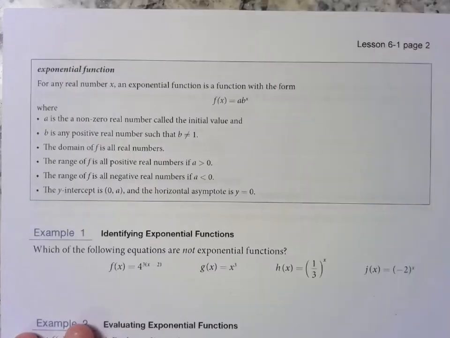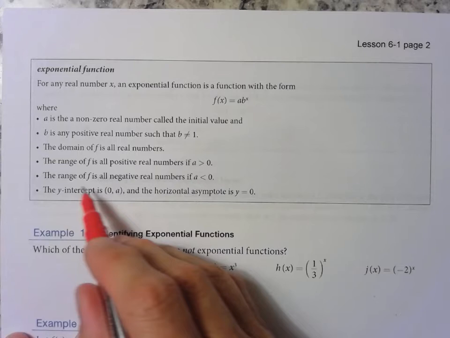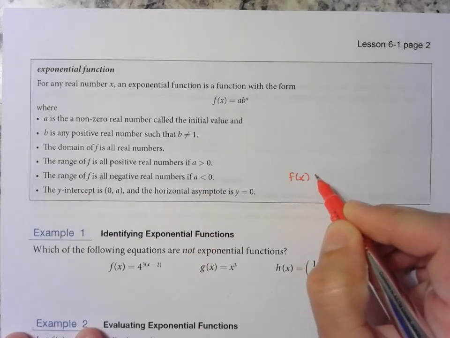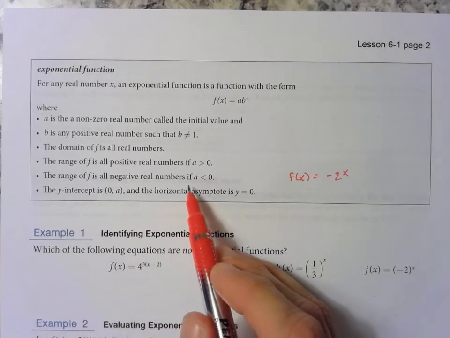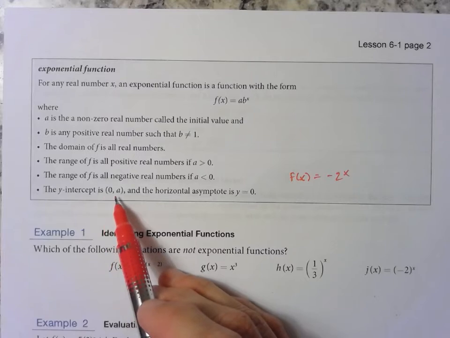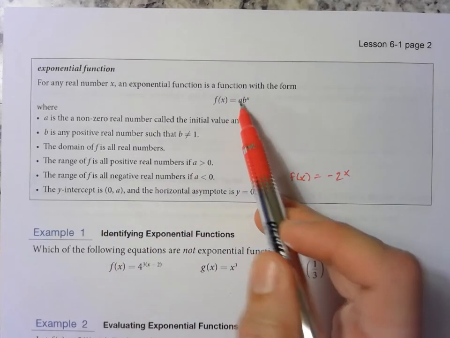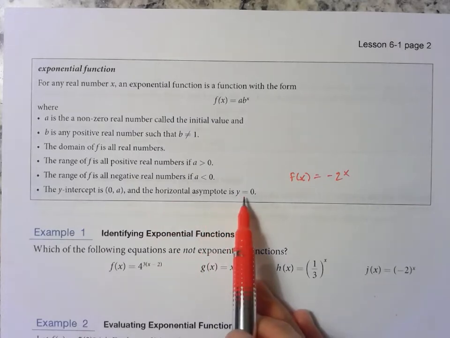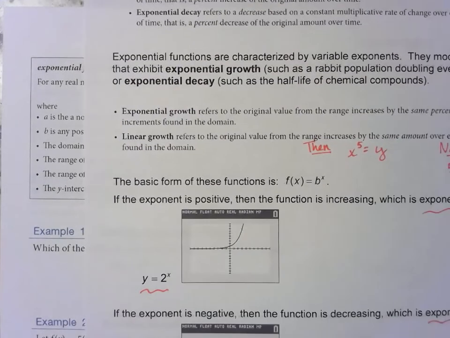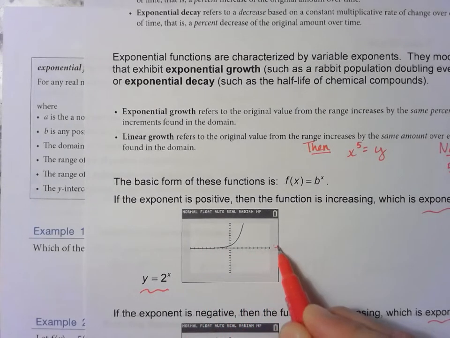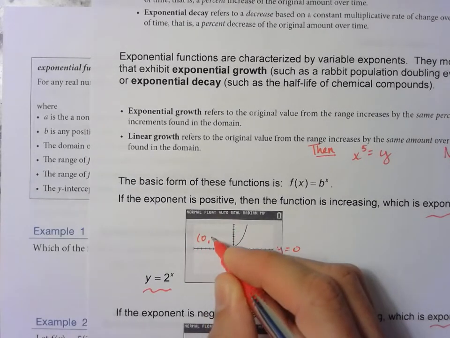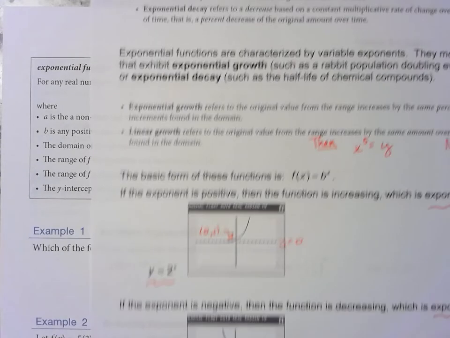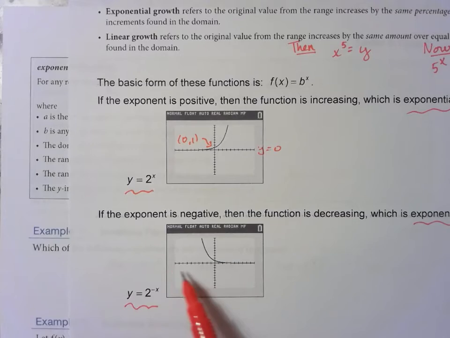If a happens to be negative, so if you had something like f of x equals negative 2 to the x, that one would actually have a range of all negative real numbers. We'll do some of those in just a minute. The y-intercept is (0, a), so a is right there, and the horizontal asymptote is y equals 0. So we do have a horizontal asymptote right here, which is the equation y equals 0. Your y-intercept is the point (0, 1), which you can see right there. It's the same thing for this next one as well. (0, 1), horizontal asymptote is y equals 0.